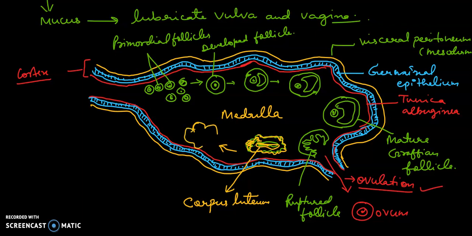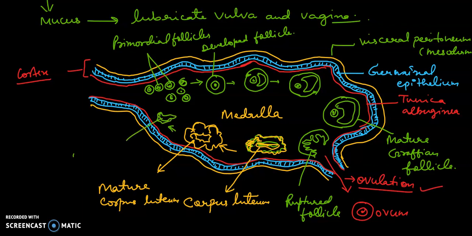This is a mature corpus luteum. Finally we will find the degenerating tissue of this, called the corpus albicans. So this is the section of the ovary showing development of the Graafian follicle, corpus luteum and ovulation.